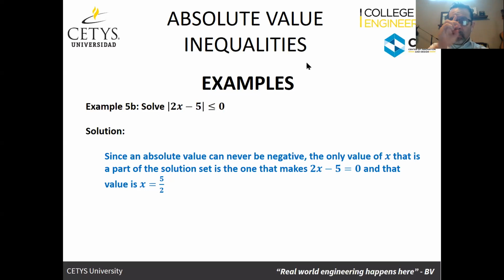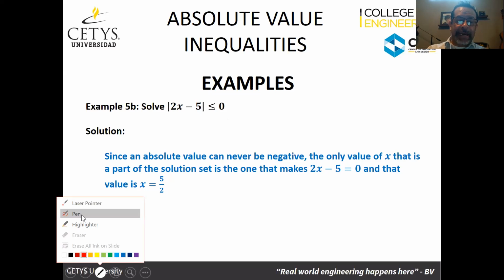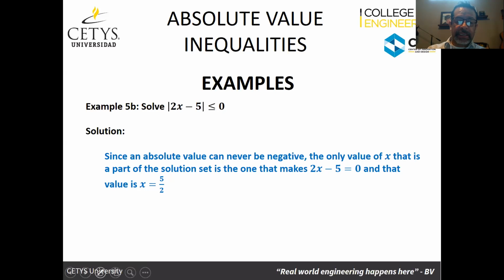Okay, good. So now we go to example 5b, and it says solve the absolute value of 2x minus 5 is less than or equal to 0. So we're going to apply the theorem of example 3b, and notice that the result of an absolute value can never be negative. Okay, it can never be negative. However, notice please that it says that it's less than or equal. It doesn't just say less than, it's less than or equal.